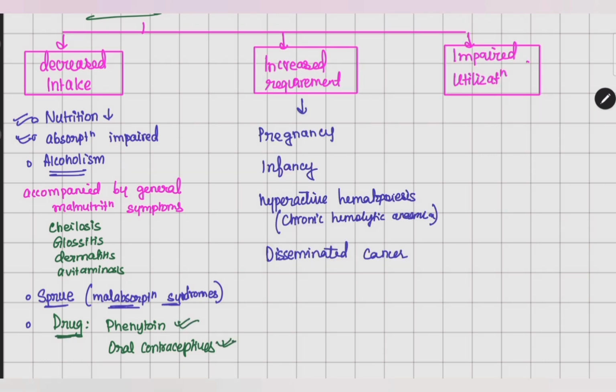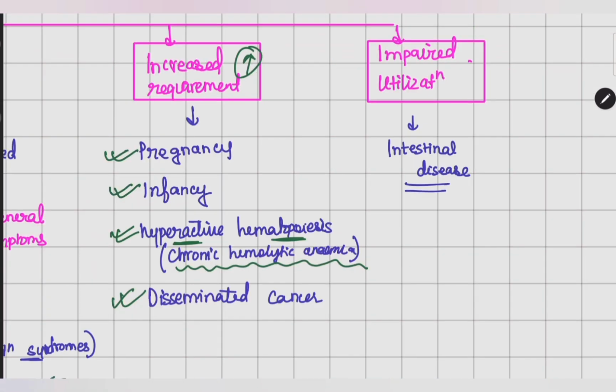Increased requirement can be due to pregnancy or in infants or due to hyperactive hematopoiesis like in the case of chronic hemolytic anemia or in disseminated cancer. However, impaired utilization can happen due to intestinal diseases that restrict the absorption of folate.